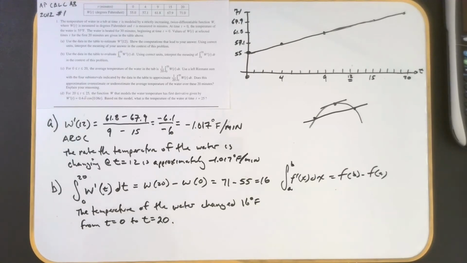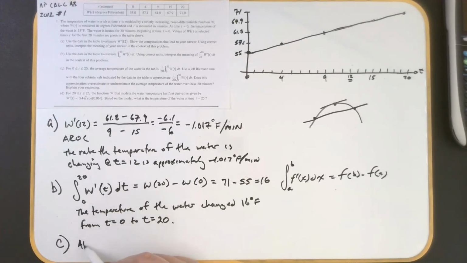All right. Part C. For 0 to 20, the average temperature of the water is... Now, what's interesting is they actually give you this in the question, whereas a good question for you would have been, could I figure out the formula for average temperature? Remember, average value of a function.